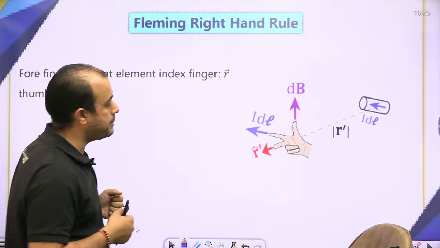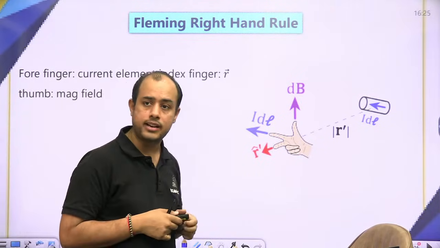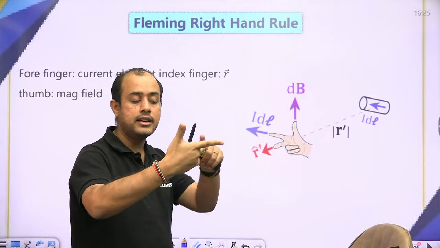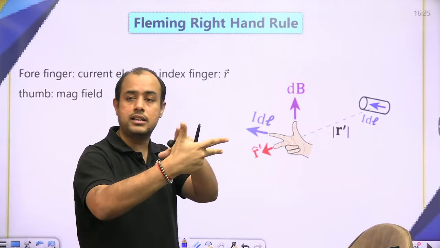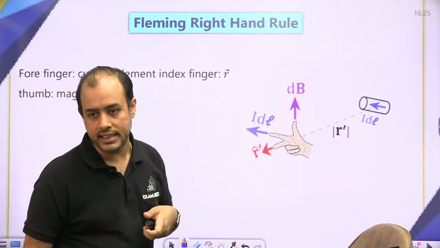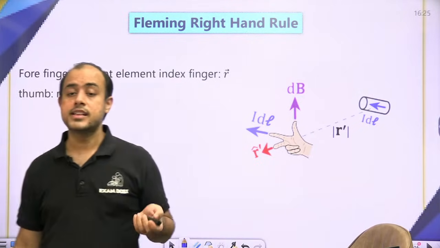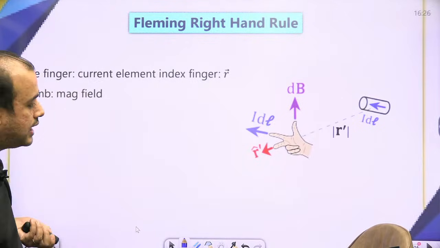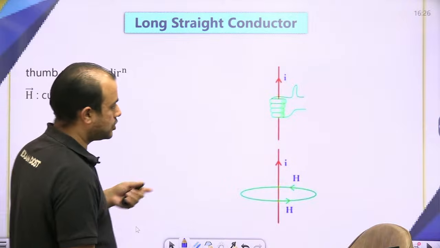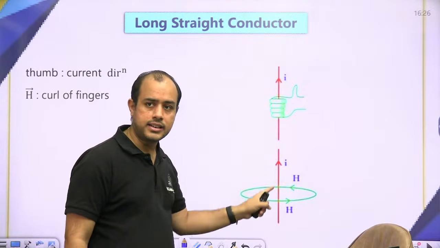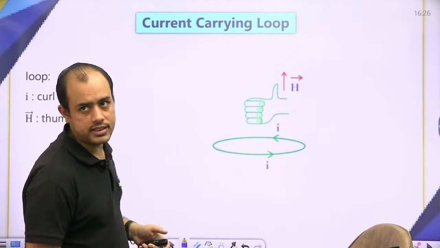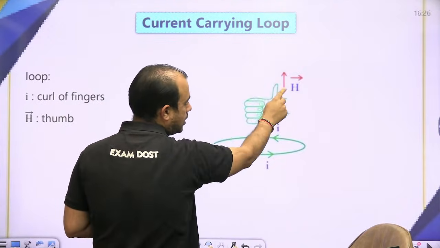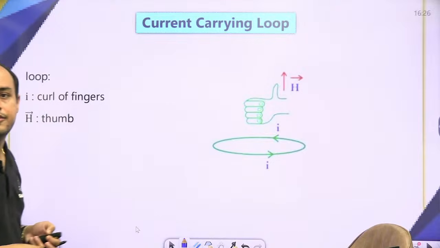Otherwise, you can use Fleming's right hand rule. In the right hand, the first finger is the current element, the second is the R vector, the third is the magnetic field. But sir, this is flux density. Actually, flux density and magnetic field have the same direction. So this is for the long straight conductor I told. Okay, for circular, the fingers in the current direction, thumb is the magnetic field.